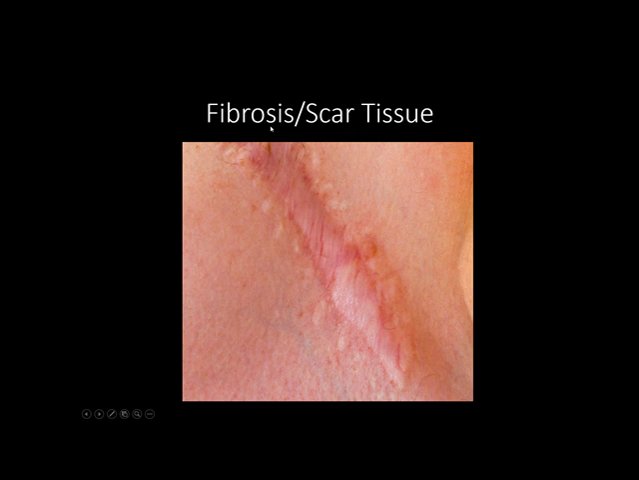And so fibrosis, it's a way for you to heal, but it's not going to be as good as regeneration because you didn't replace it with the same kind of tissue. Scar tissue is basically the result of fibrosis. So scar tissue is fibrous connective tissue plus anything that could regenerate on top of that.